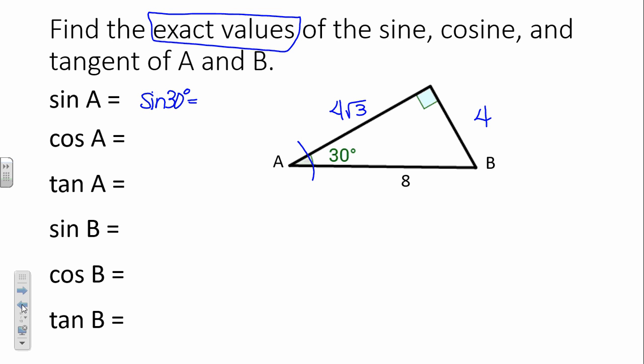Okay, so the sine of 30 is the SOH part, right? So, which is the opposite and which is the hypotenuse? 4 and 8. So we put down 4 divided by 8, and that reduces to 1/2. Okay?